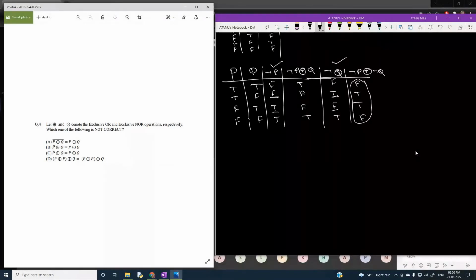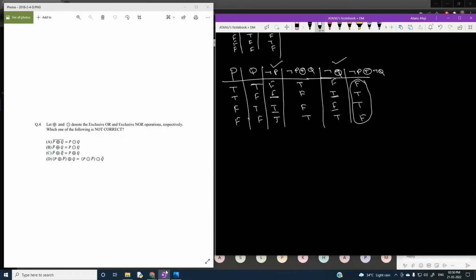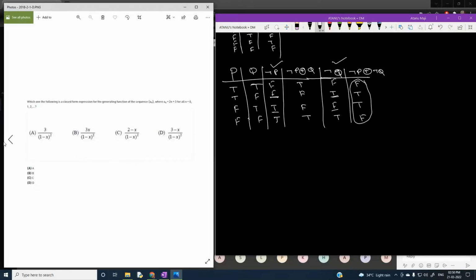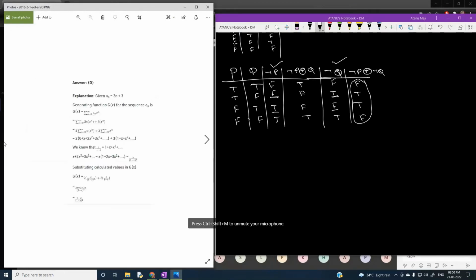So in this way, I hope that if you get any questions related to the truth table, definitely you can solve them. Now let me check whether any other questions are there. No. So this kind of question was not there in the previous GATE exams.